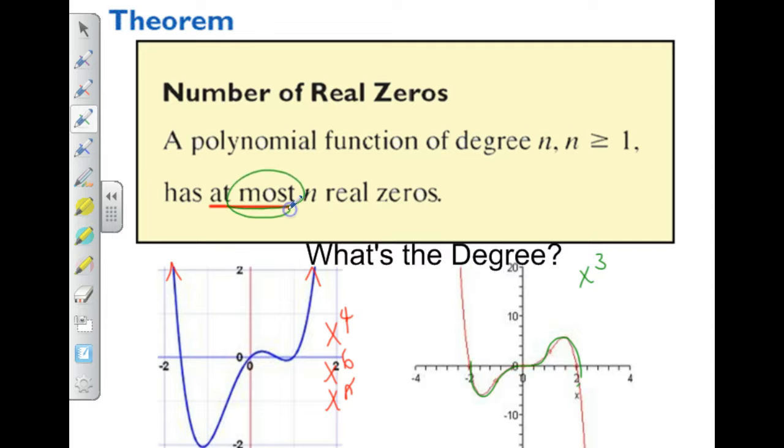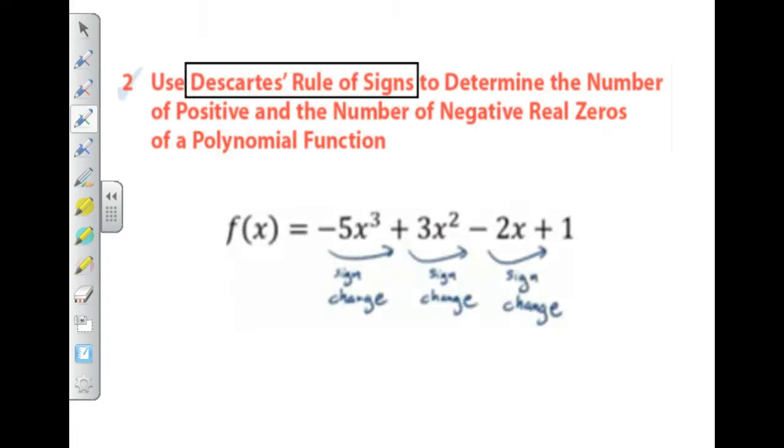If it's 4 terms, at most it could be, well, it can't be an x cubed because I got too many terms. So it could be an x to the 5th. There's always one less term. So x to the 5th, or x to the 7th, or x to the 9th, or anything higher, but it cannot be an x cubed because I have too many terms.